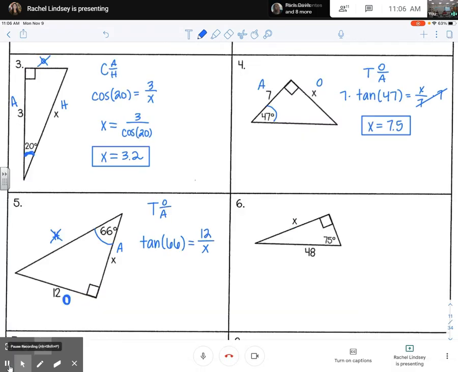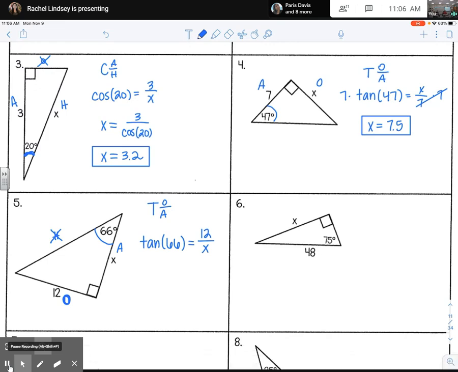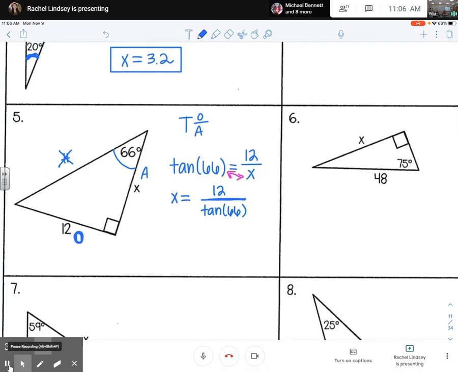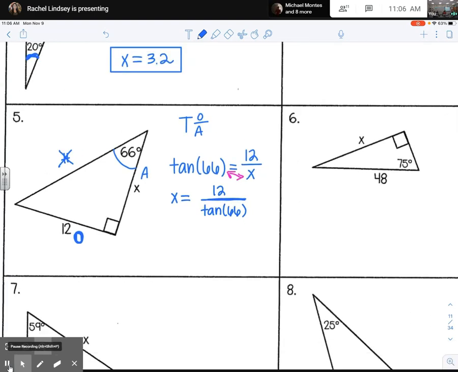So again, this is one where X is in the denominator, and we're gonna have to switch the place of the X and the trig function, not the trig ratio. So what I'm gonna do, I'm just gonna switch it, so now I have X equals 12 over tangent of 66. When you put that in the calculator, 12 over tangent of 66, what did you get out? X equals 5.3.